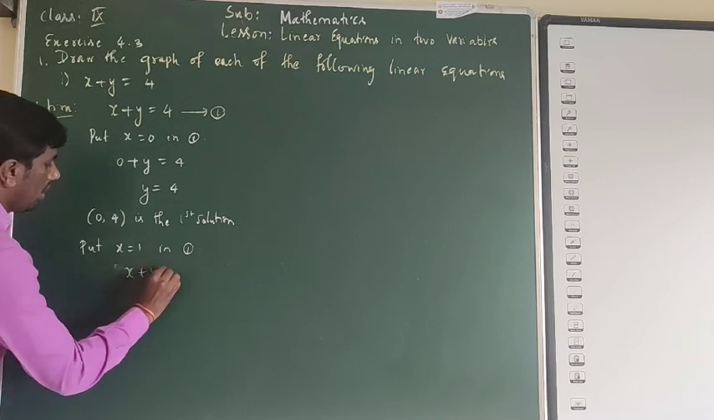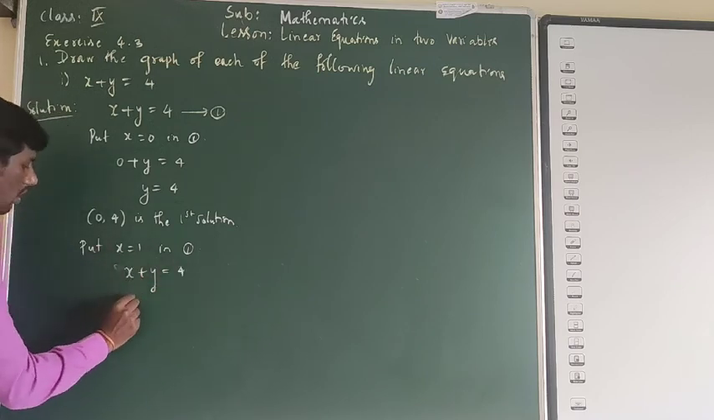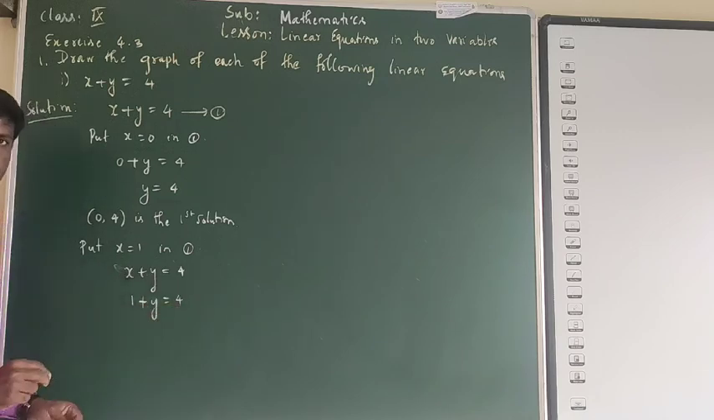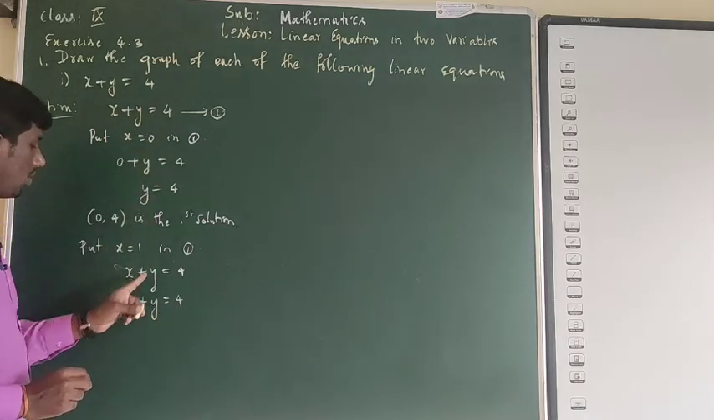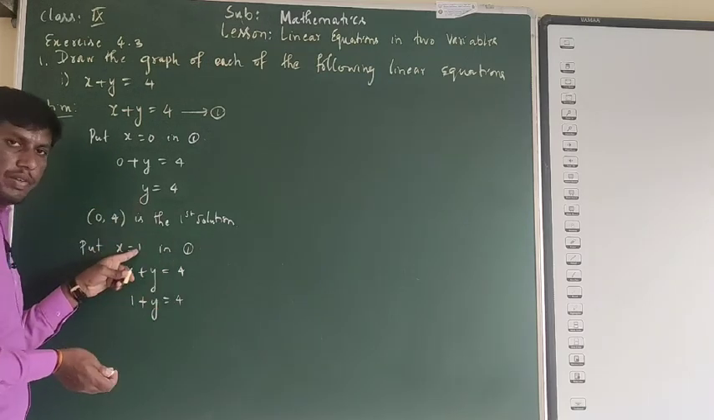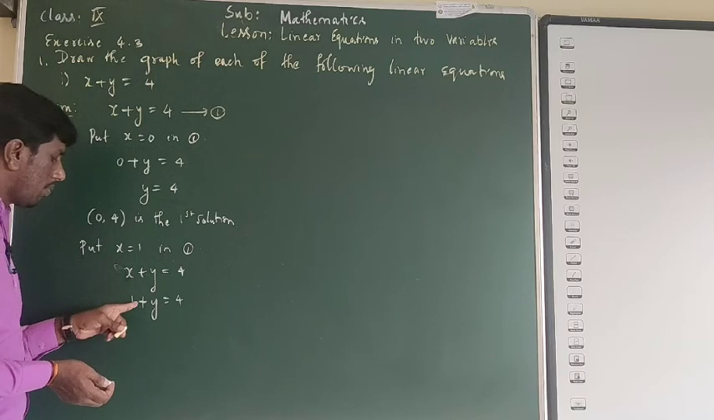X plus y is equal to 4. X is equal to 1, 1 plus y is equal to 4. Clear? So the equation is x plus y is equal to 4. I am taking an arbitrary value, x is equal to 1, and substituting: 1 plus y is equal to 4.